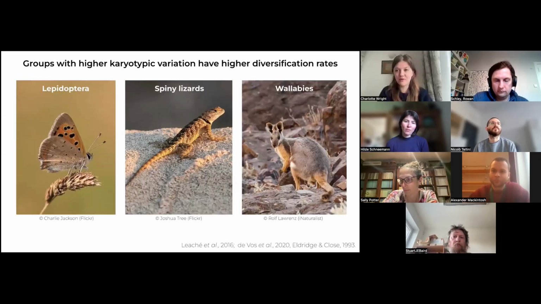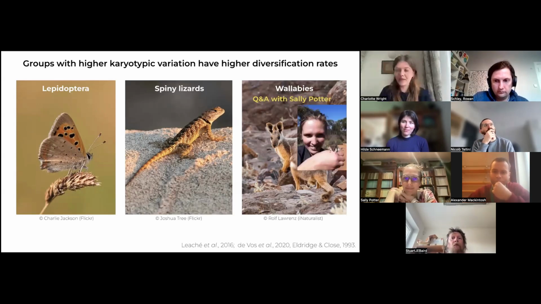And similar patterns have been seen in other groups, for example, in spiny lizards, where a higher rate of fusions has been linked to a higher diversification rate, and also in wallabies, which I also will not speak about today because we have a Q&A with Sally Potter, who has led a lot of work in this area and might be able to give us some more insight.